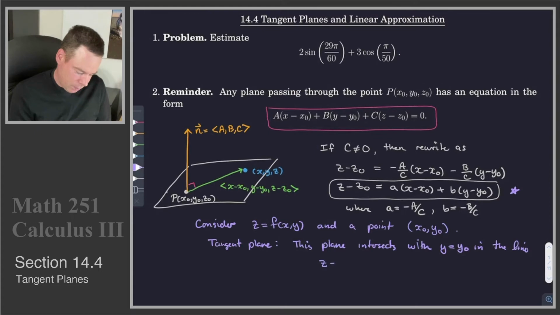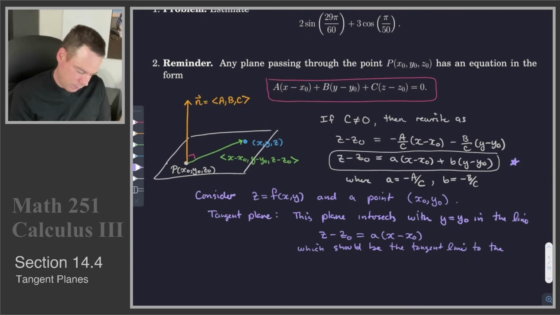We just plug y naught in for y into the equation. So this is the line of intersection. And this line should be the tangent line to the curve z equals f of x, y naught. So now we're in a one-dimensional calculus problem, a calculus 1 problem. This line has got to be the tangent line to this curve.